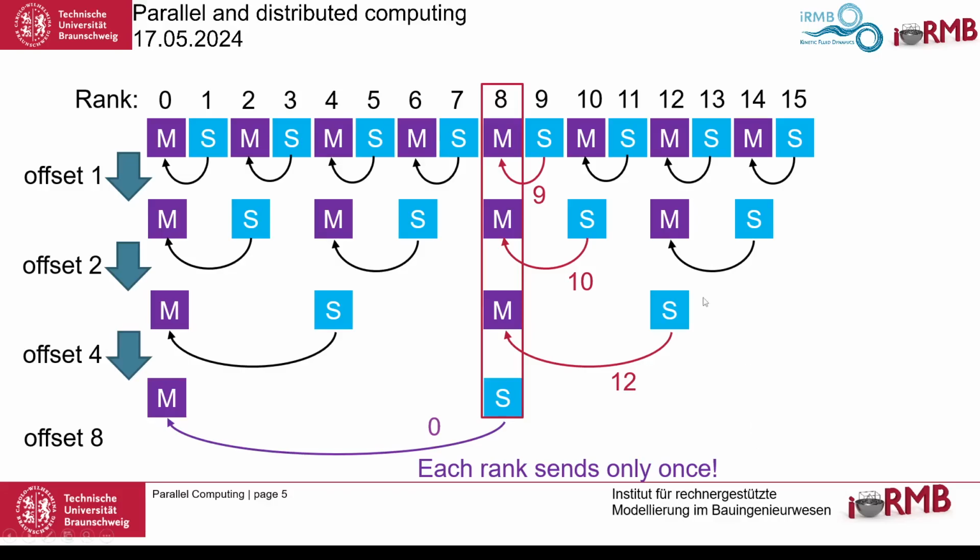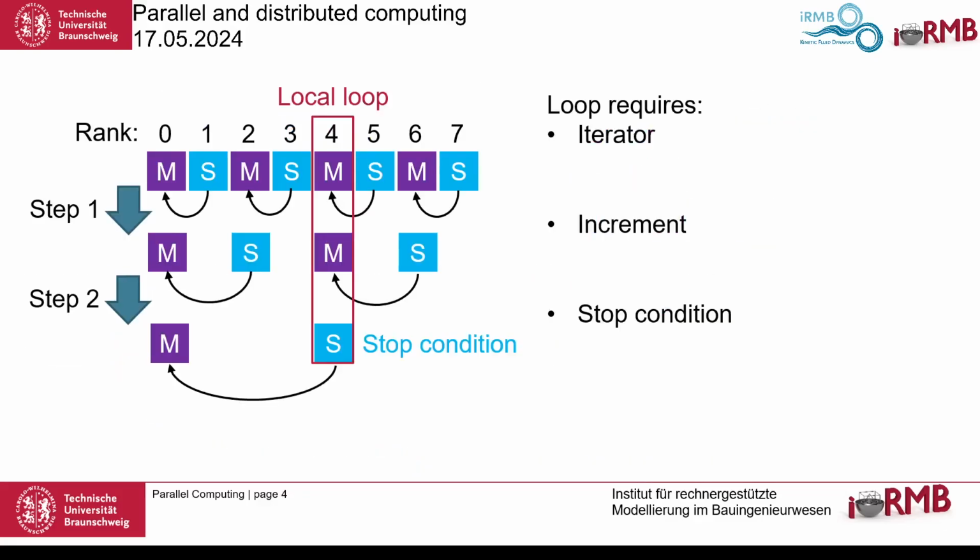So this is the destination index. This is where the slaves have to send their data. Basically, our challenge is to compute these indices. We have to know who our next slave is, and the slave has to know who its master is.